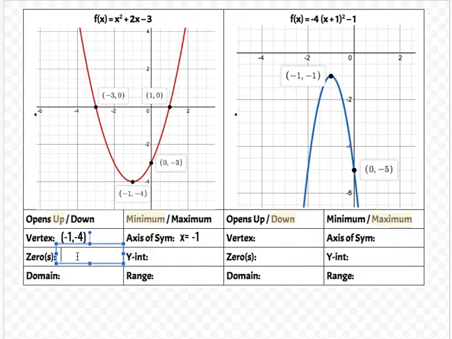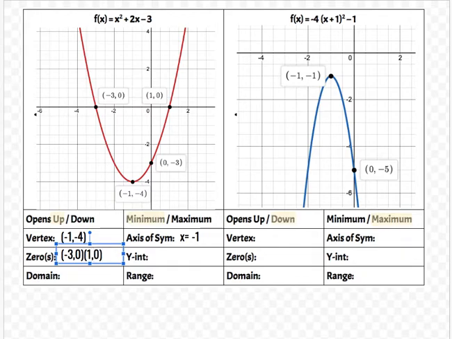Zeros is another fancy way of saying x-intercept. Remember that there are 4 words that mean x-intercept: x-intercept, roots, solutions, and zeros. I ask you that question over and over on your extra credit work, just so you remember that all of those 4 words mean the exact same thing. So when I'm looking at my zeros, there are 2 x-intercepts right here. There's one at -3, 0, and one at +1, 0.